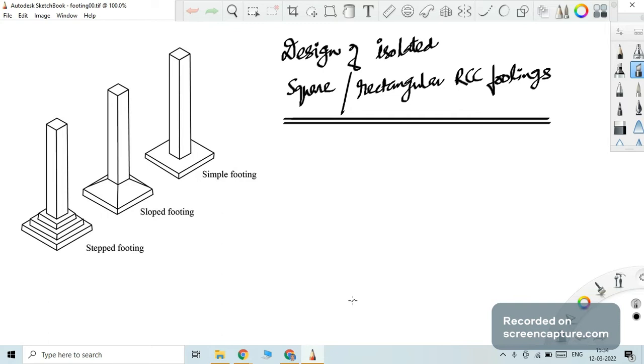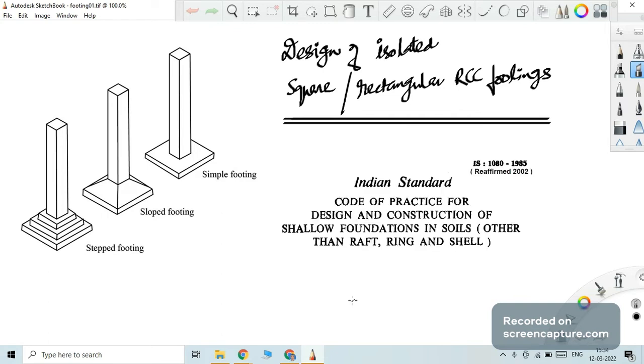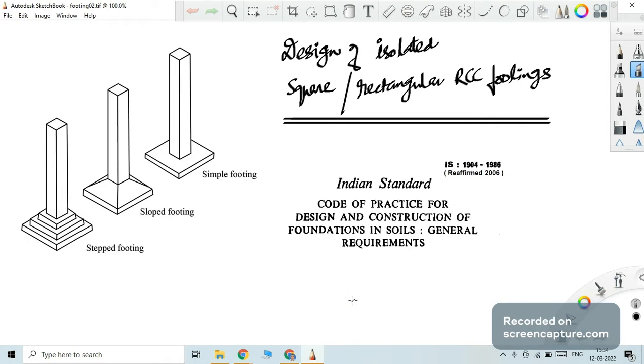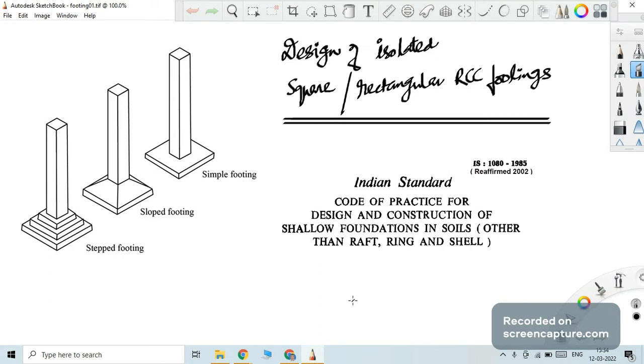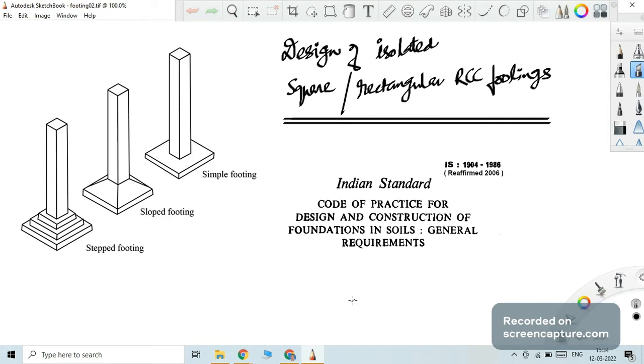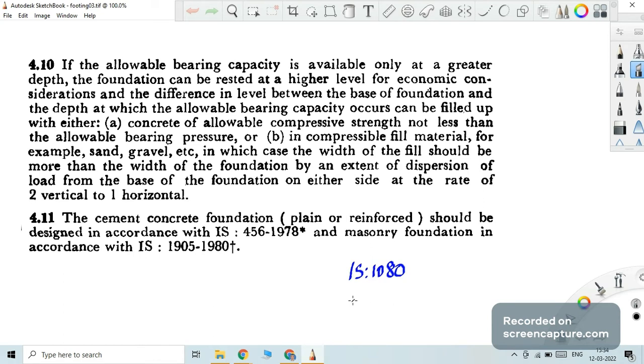We have basically some IS codes. One is IS 1080, another is IS 1904. These two codes are for the code of practice for design and construction of shallow footings or shallow foundations. And 1904 is the general requirements. So if you go through this IS 1080, some points are written regarding the bearing capacity. Then cement concrete foundation should be designed based on IS 456. These things are written there.